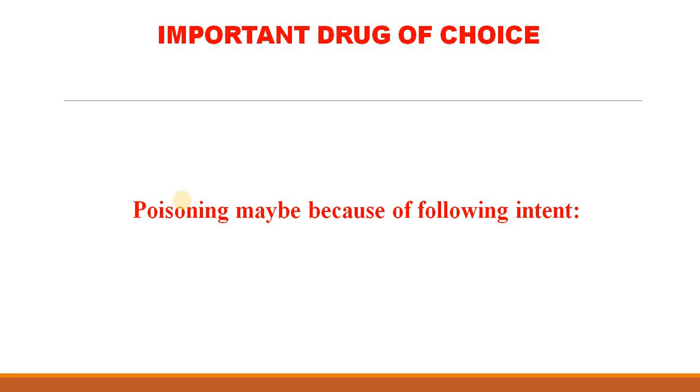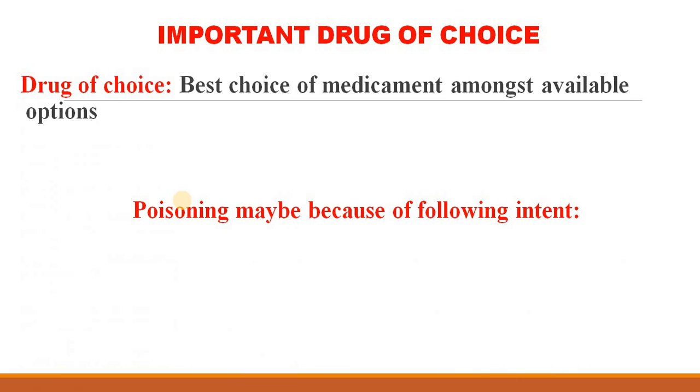Important drug of choice. Before discussing the actual drug of choice, you should know what is meant by drug of choice. So first of all, you should know the exact meaning of drug of choice. Drug of choice is nothing but the best choice of medicament or drug amongst the available options. If you are suffering from a particular disease, drug of choice means there are a number of drugs used in one disease only.